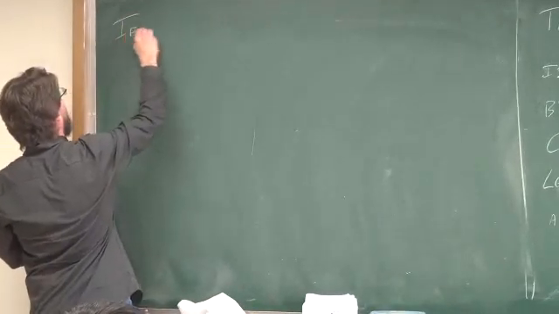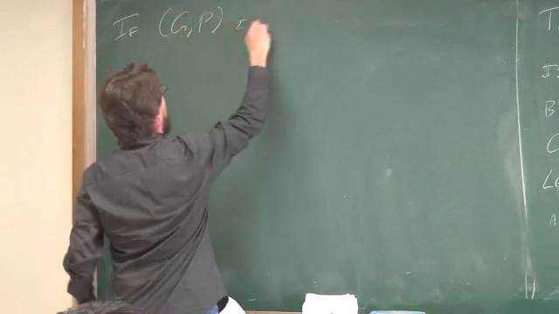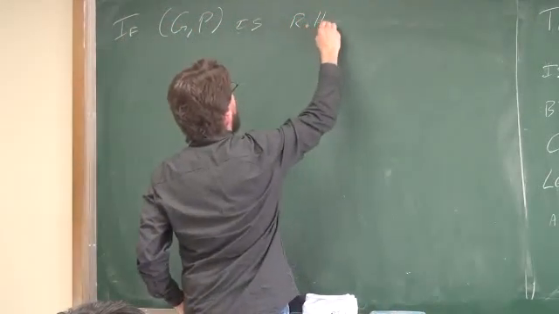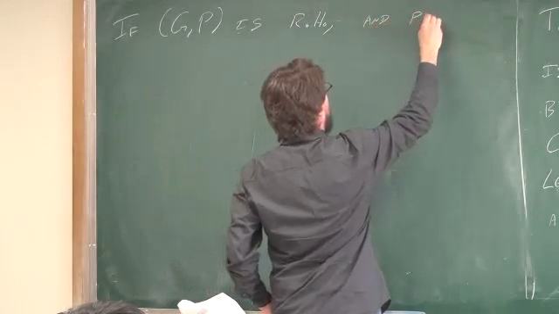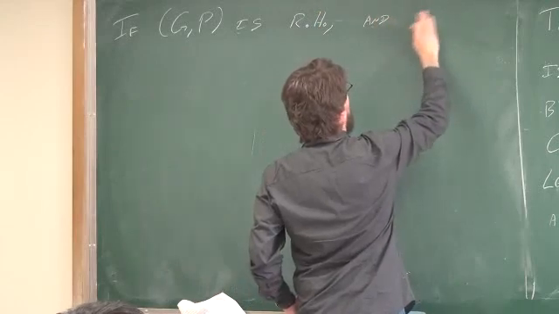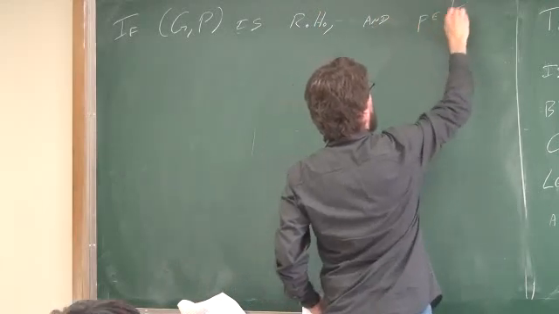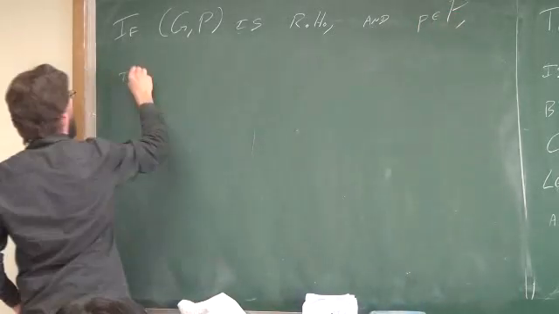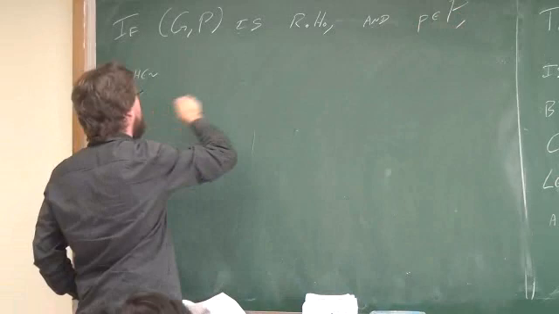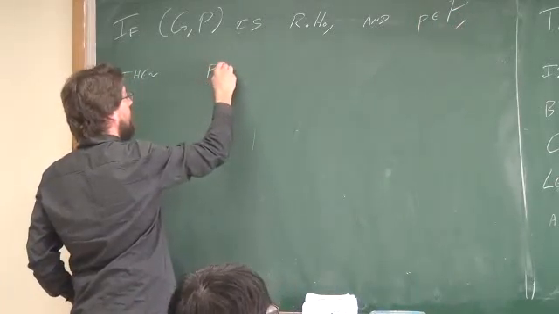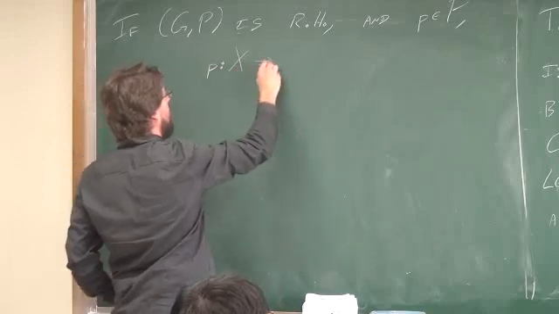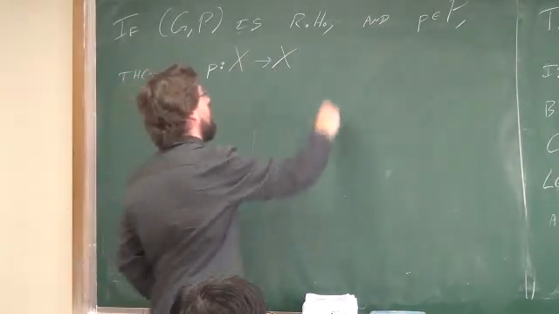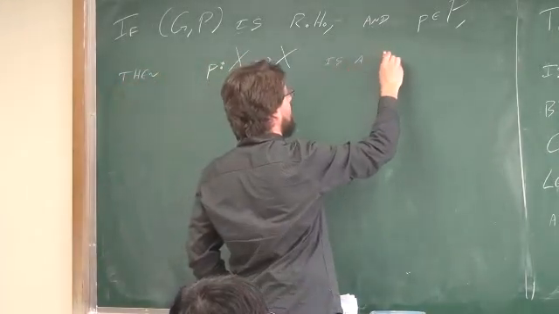So if G, P is relatively hyperbolic and little p is in big P, then if I think of p as an action, p is an isometry from X to X, where X is this cusp space. This is a parabolic isometry, or possibly elliptic.